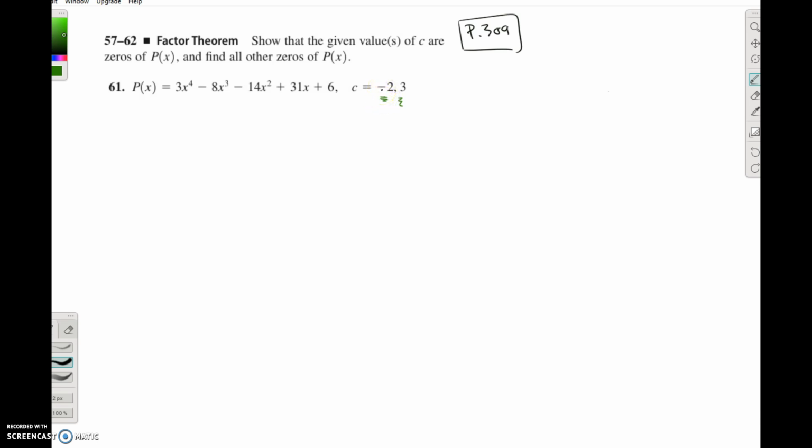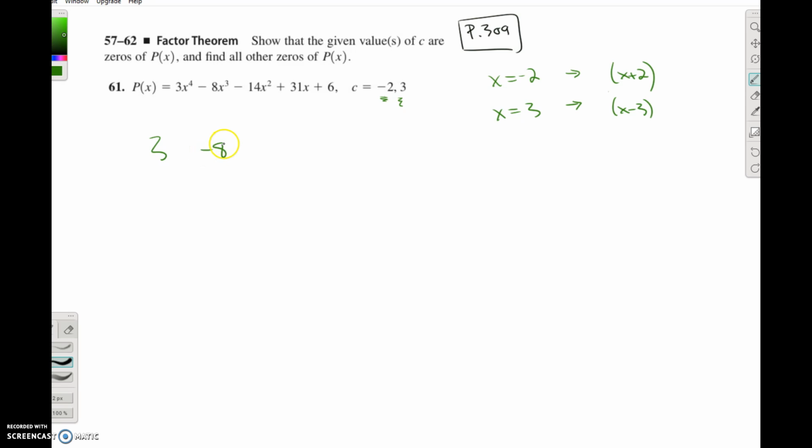If they're zeros, remember, if x equals -2 is a zero, then x plus 2 is a factor. And if x equals 3 is a zero, then x minus 3 is a factor. So let's take those factors out. Since they're factors, when I take them out, my remainder should be 0. So I'm going to use synthetic division.